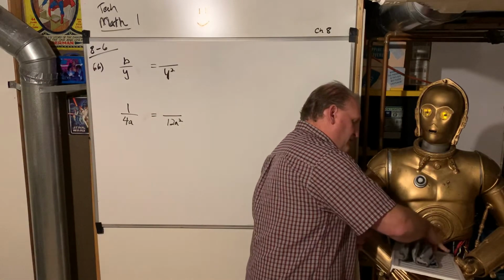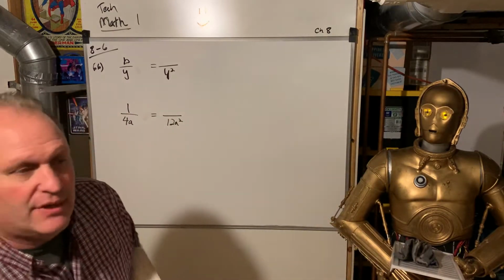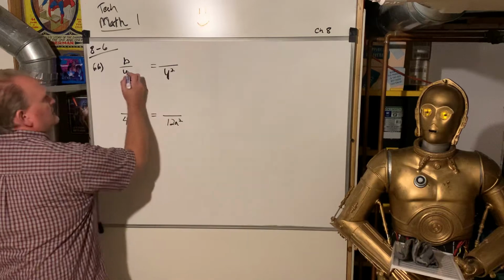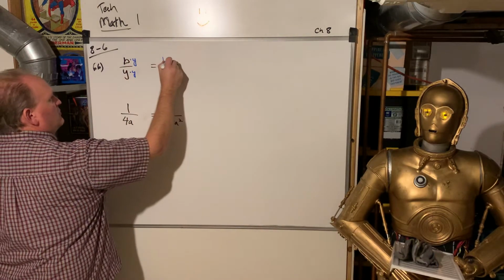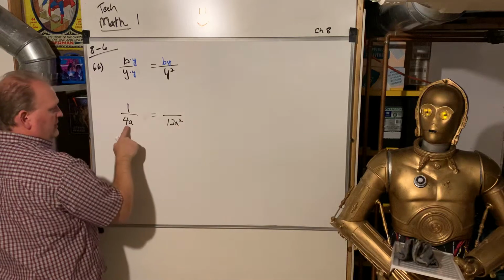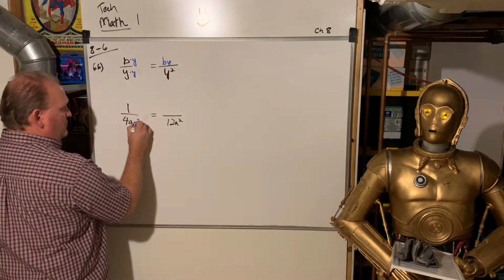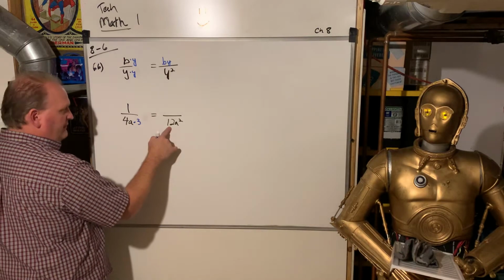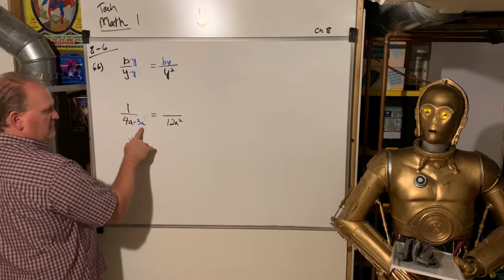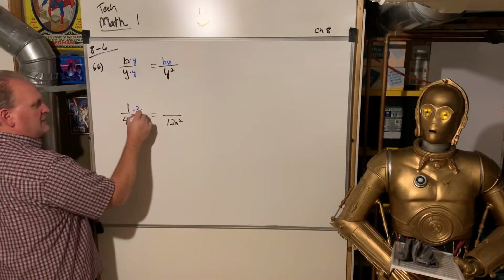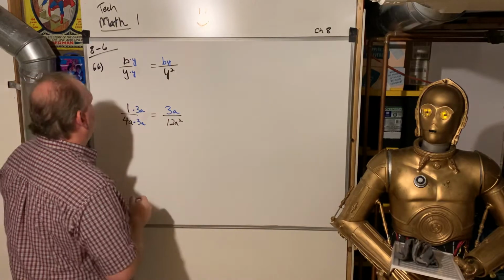You found common denominators, then you had to multiply top and bottom by the same number. So this, we would multiply top and bottom by y, and so that would be by over y squared. This, to get from 4a to 12a squared, I'd have to multiply it by 3, 4 times 3 is 12, and then a times a is a squared. So if I multiply 3a on the bottom, I multiply 3a on the top, and there we go. That's what they're doing there.